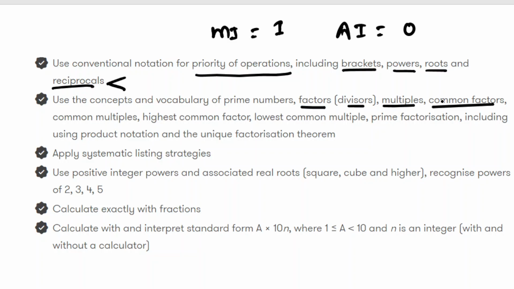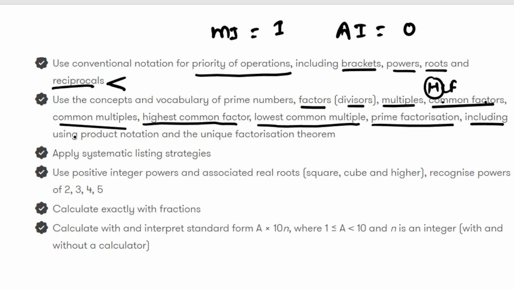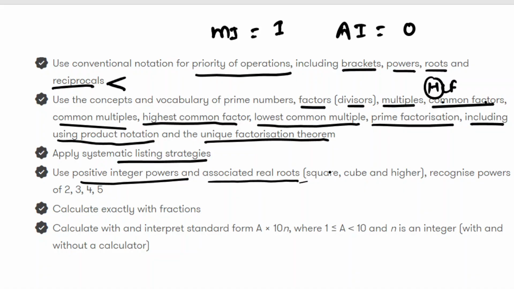Remember CF, remember HCF, highest common factor. The highest common factor concept comes from common factors. Common multiples, lowest common multiple, prime factorization using product notation, unique factorization theorem, listing strategies, positive integer powers and associated real roots: square, cube, and higher.